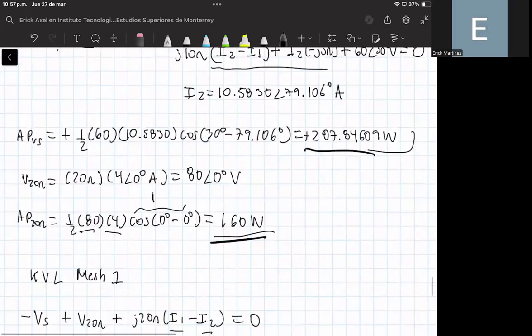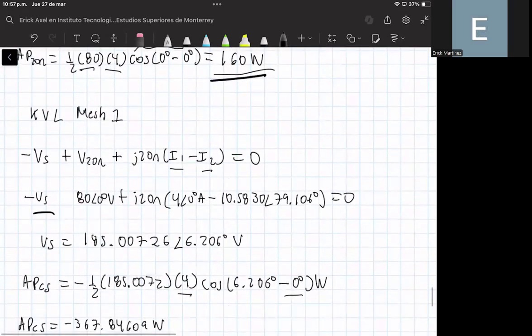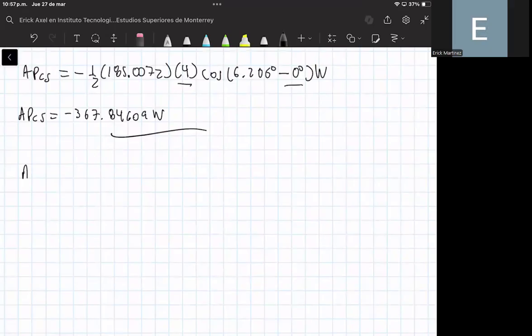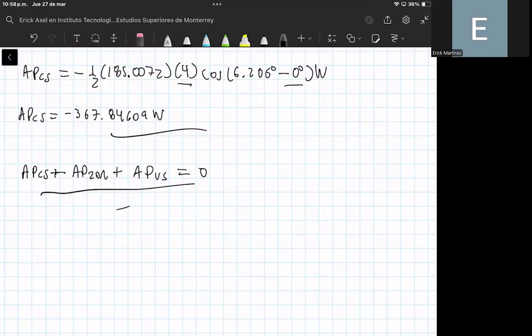And if you add together this average power plus the average power of the 20 ohm resistor plus the average power of the voltage source, you will notice that the result is equal to 0. The average power of the current source plus the average power of the 20 ohm resistor plus the average power of the voltage source is equal to 0. This is the way in which you can check if the results that you obtain are correct, or consistent. If you meet this condition, you can be sure that the average powers that you computed are correct.